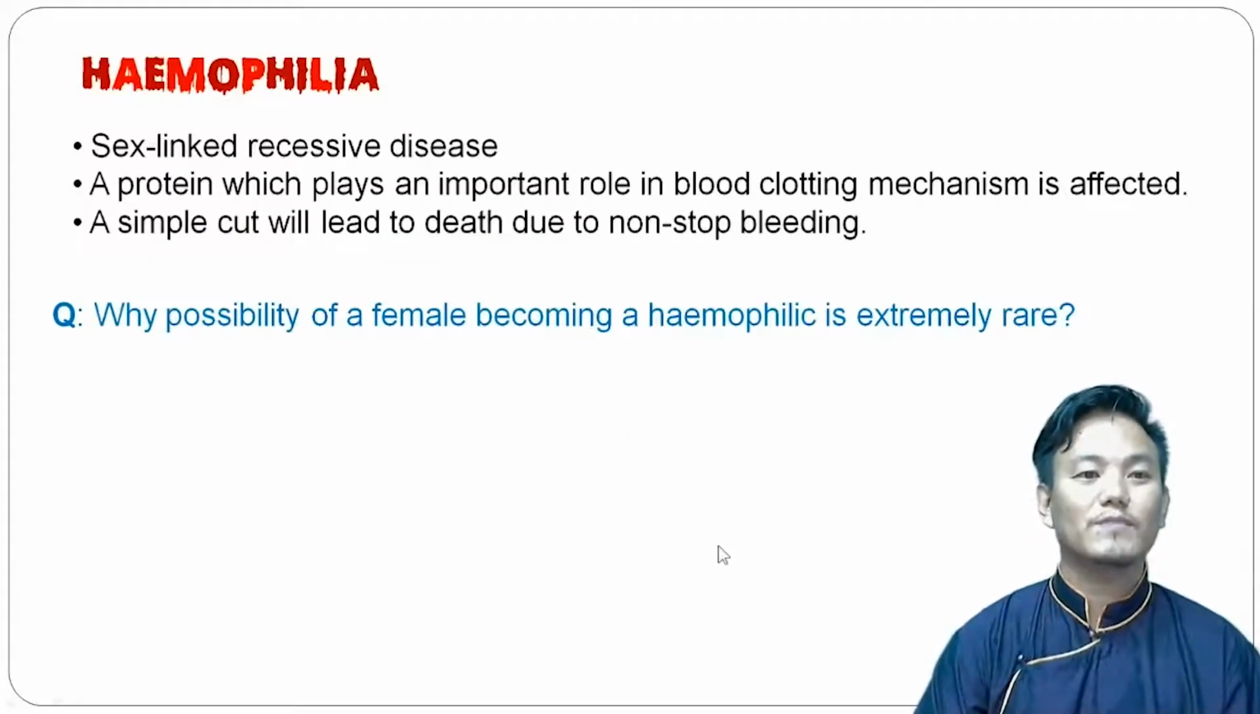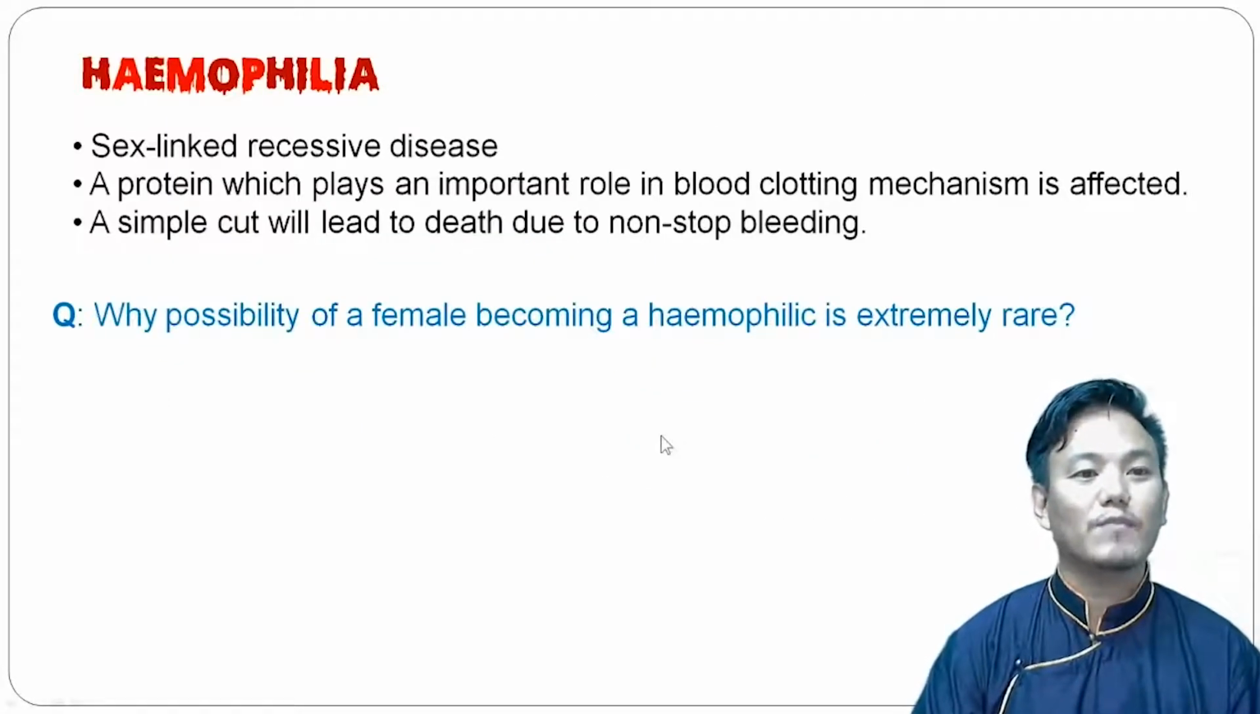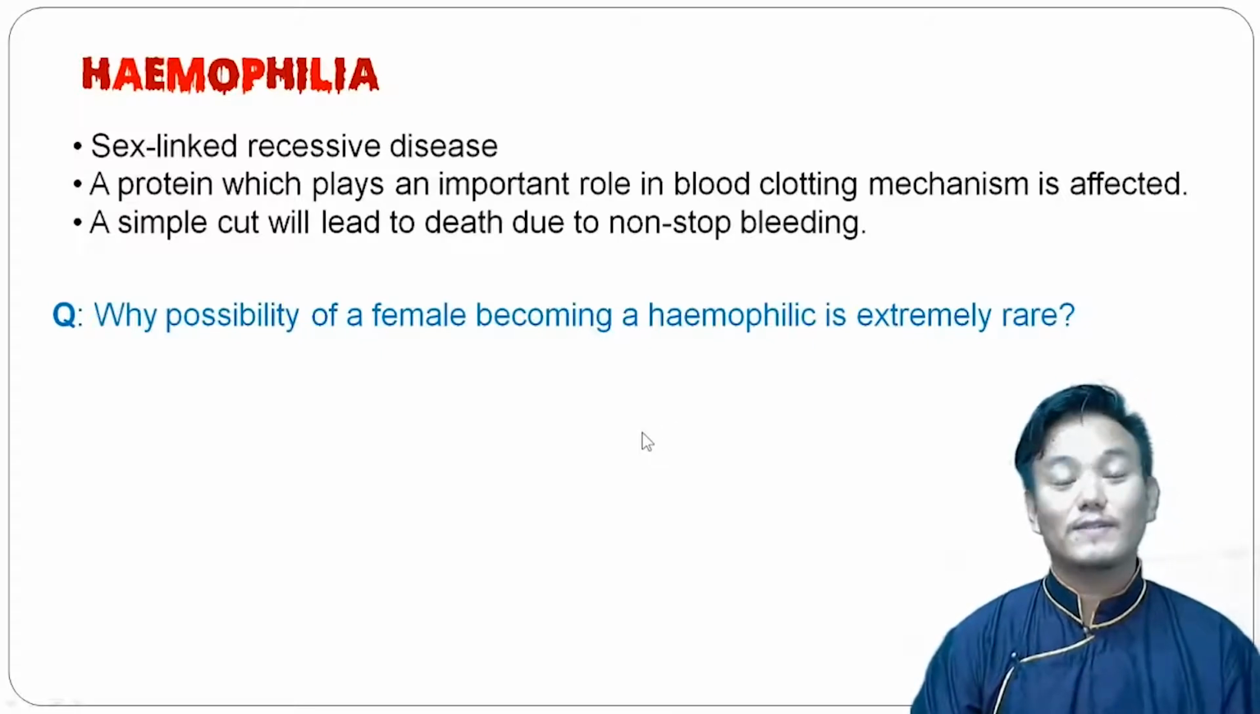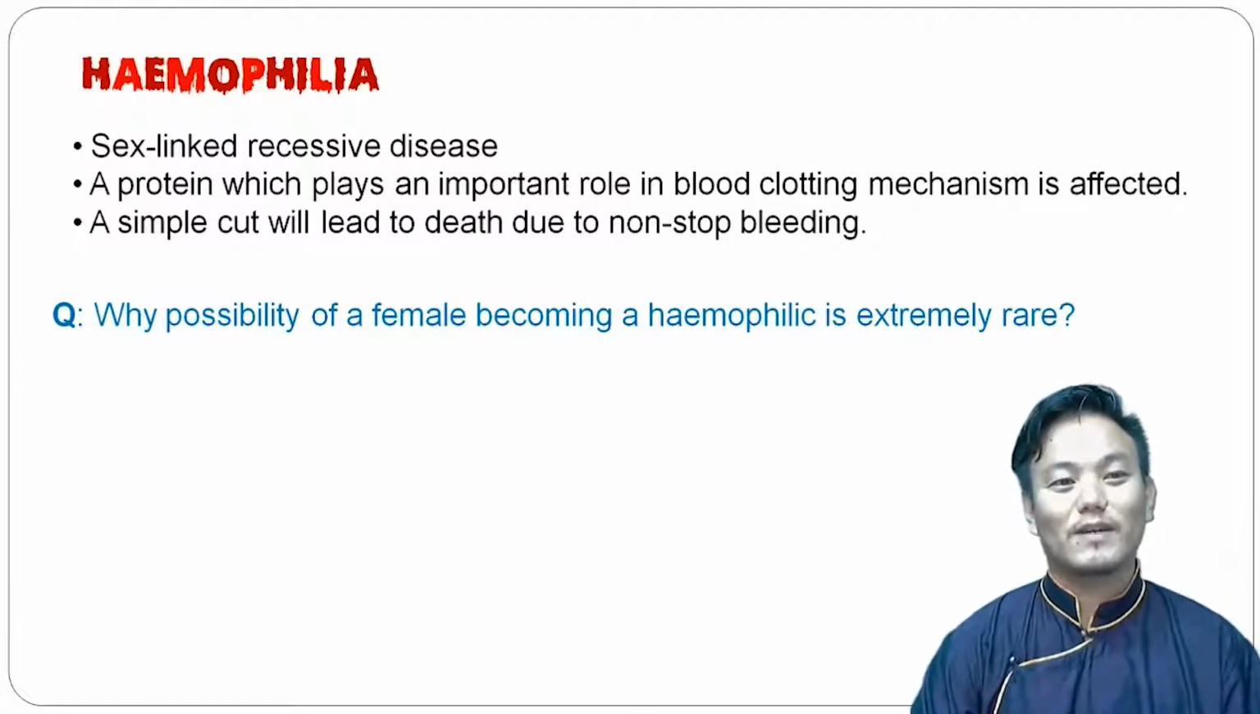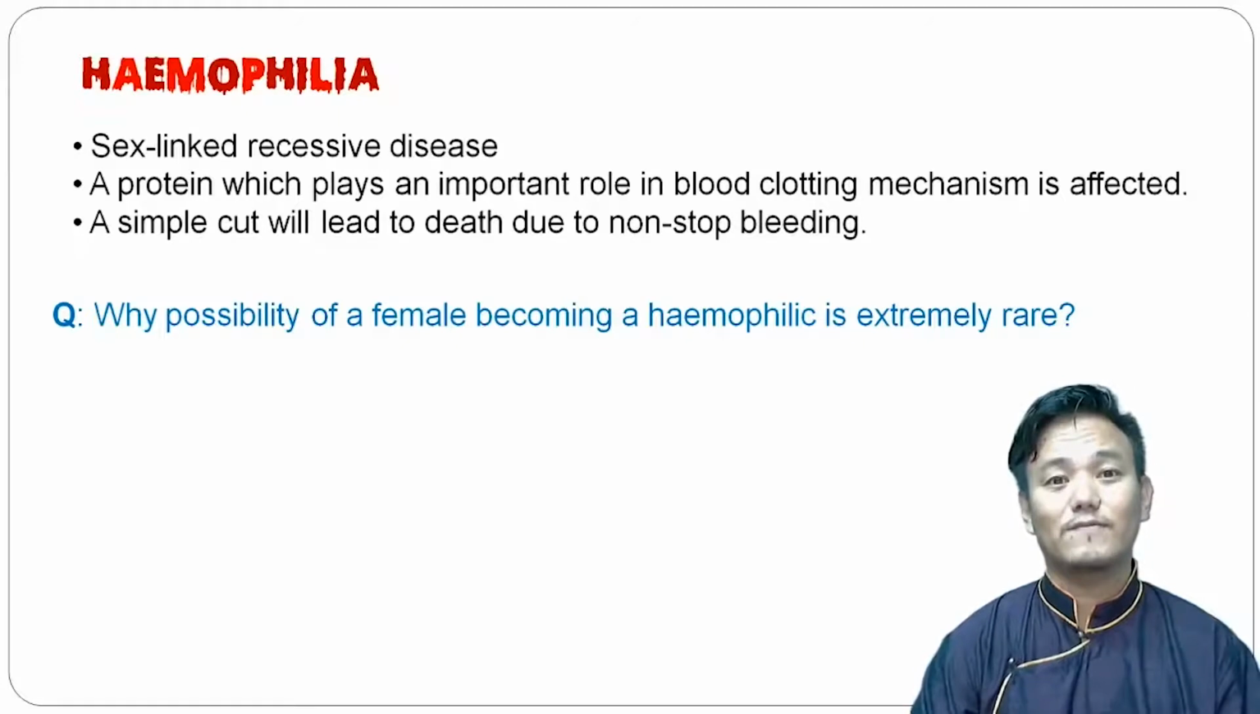The second example of Mendelian disorder is hemophilia. Hemophilia is a sex-linked recessive disease in which a protein which plays an important role in the blood clotting mechanism is affected. A simple cut will lead to death due to non-stop bleeding in such patients. A person suffering from hemophilia will have a defective gene, and that defective gene won't be able to produce a protein which plays an important role in blood clotting. So when he or she receives a simple cut, he or she will die due to non-stop bleeding. So that is about hemophilia.